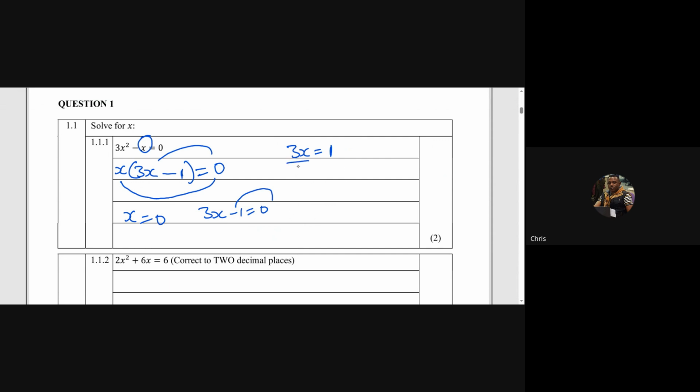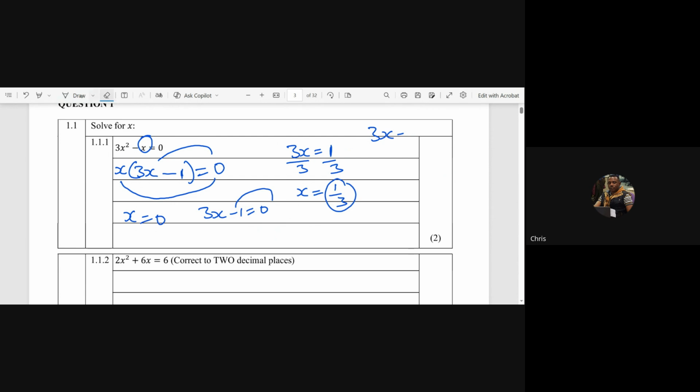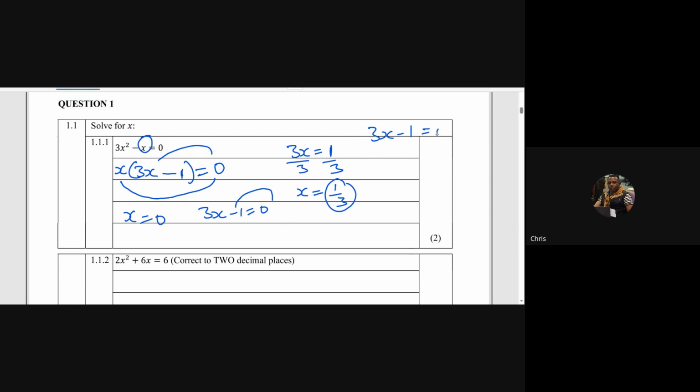So what you do is to divide both sides by 3, because we need to get rid of every number by x, which gives us x is equals to 1/3. X here is equals to 0. If we take this 1/3 and substitute here, 3 times 1/3 minus 1 equal to 0. 3 times 1 will give me 3/3 minus 1 equals to 0, which will give me 1 minus 1 equals to 0, which will still give me 0 is equals to 0.